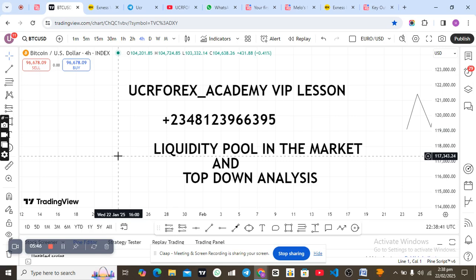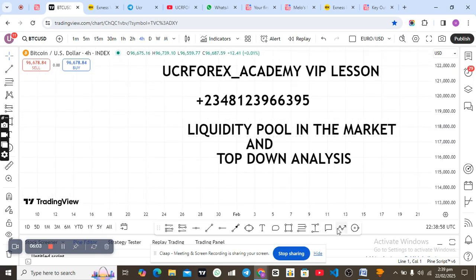So the moment you are looking at it, it's not only you, somebody else is equally looking at that very particular level. The same way you are looking at it, some people have already placed their pending orders there. They have placed pending orders, and those pending orders' stop losses are resting above that particular high.